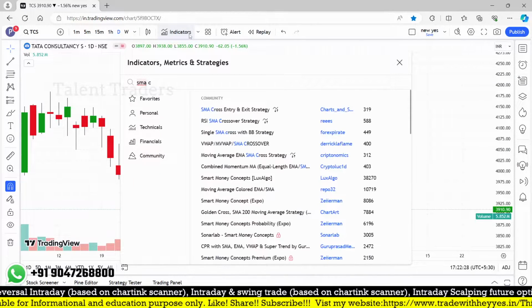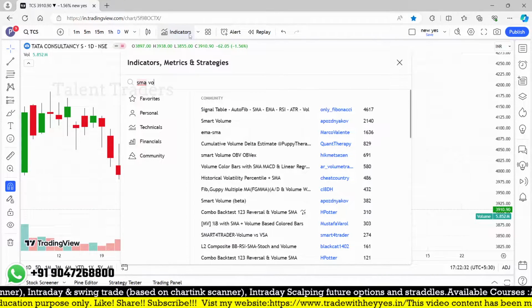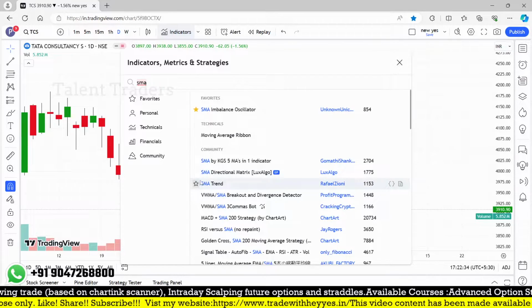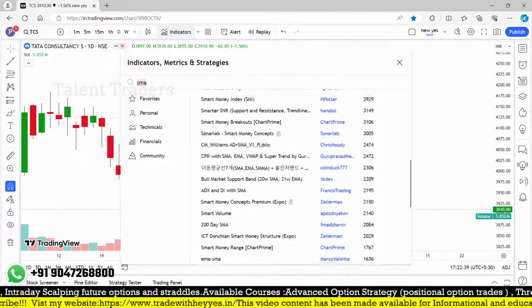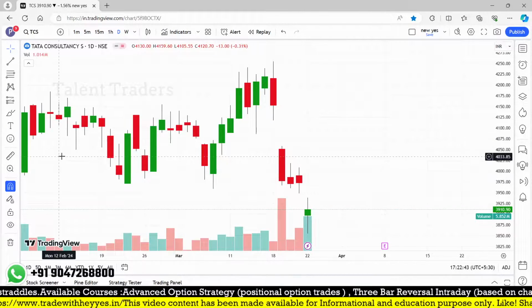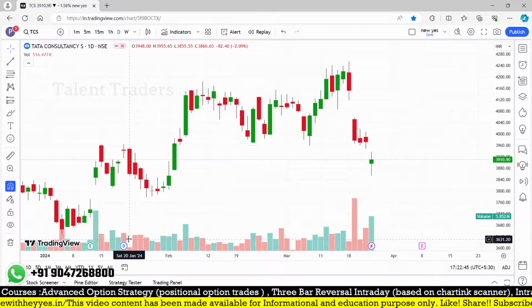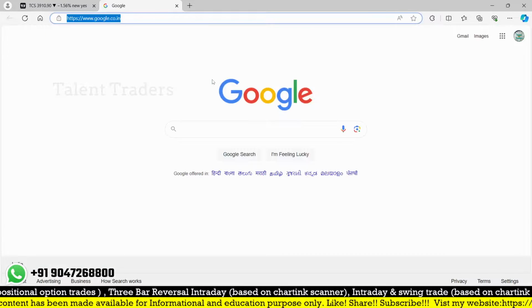SMA volume. Volume SMA. In charting, we are using SMA, the simple moving average of volume. So we need to separate this.